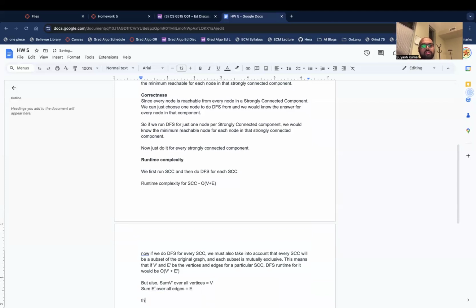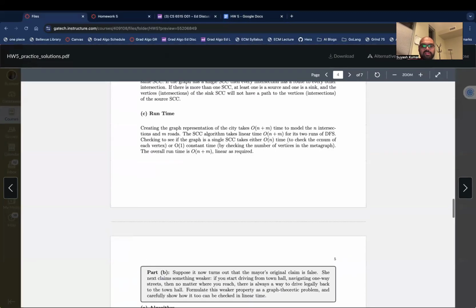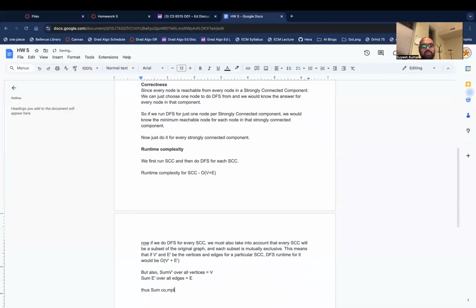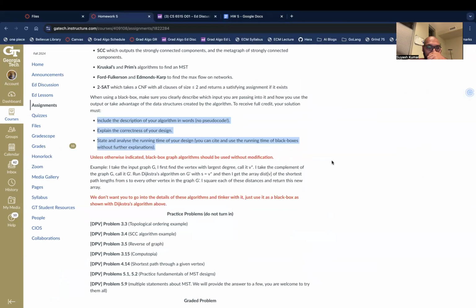Thus, the complexity over all for doing DFS for all SCCs equals O of V plus E. Thus, overall complexity is O of V plus E. Am I writing this correct? I don't know. Am I done? Fine. Looks good, right?